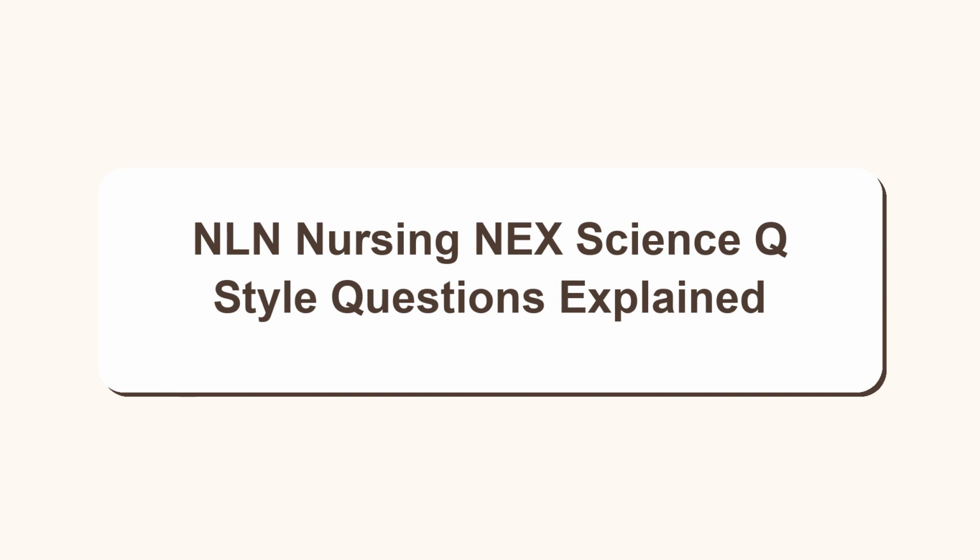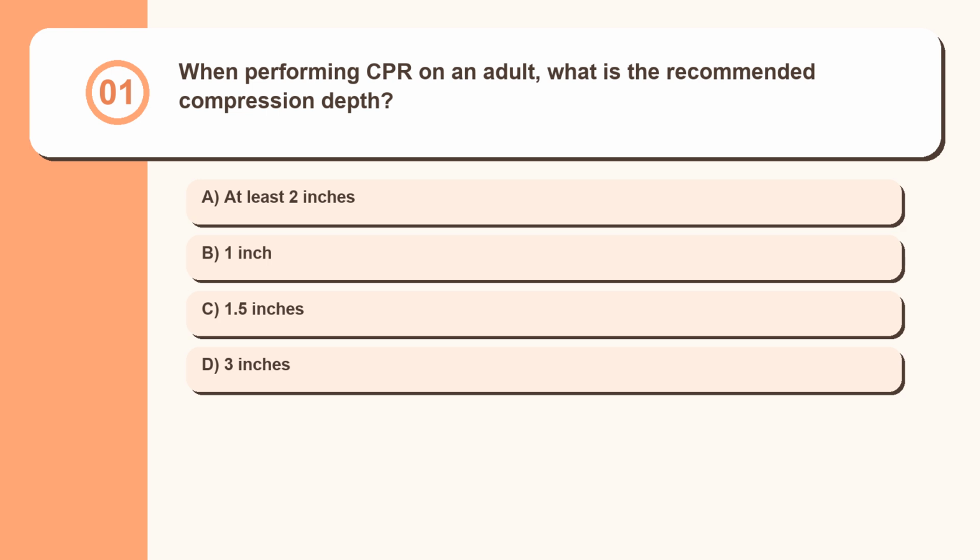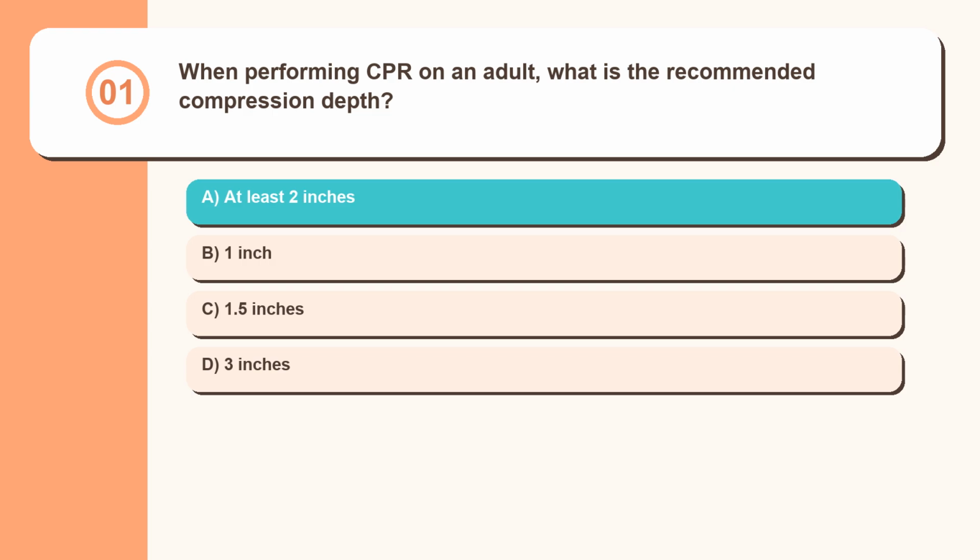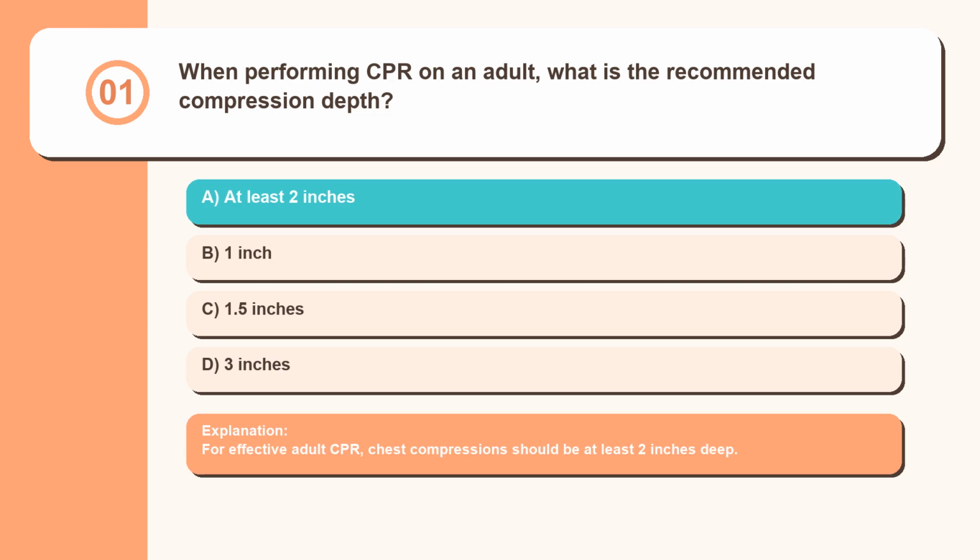NLN Nursing NEX Science Q-style questions explained. Question 1. When performing CPR on an adult, what is the recommended compression depth? At least 2 inches, 1 inch, 1.5 inches, 3 inches. For effective adult CPR, chest compressions should be at least 2 inches deep.